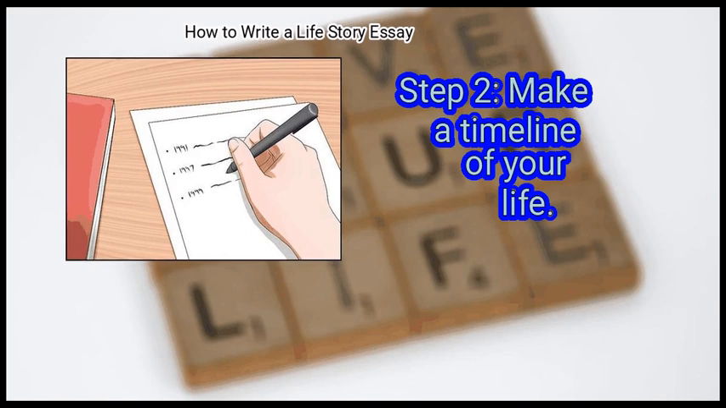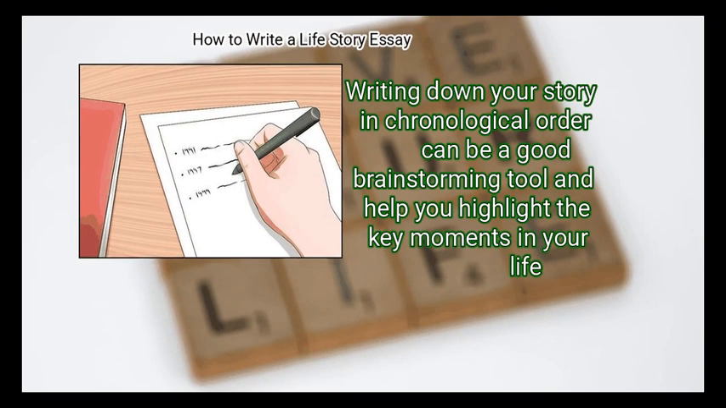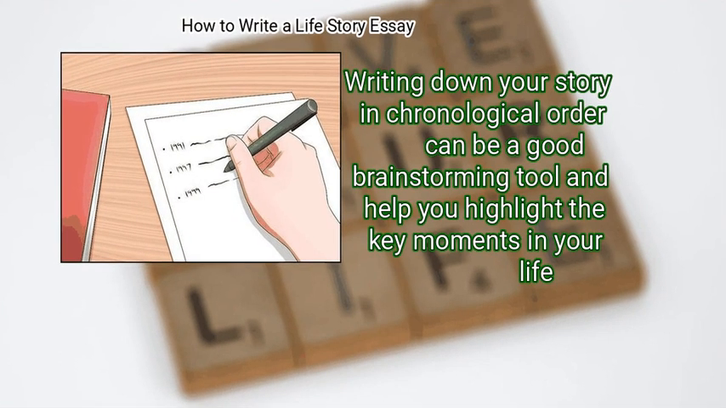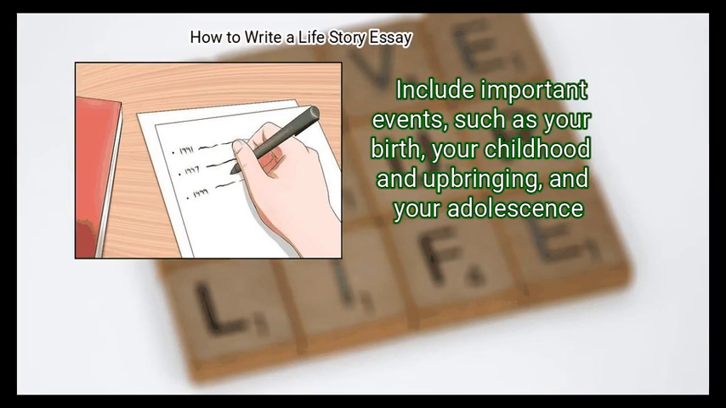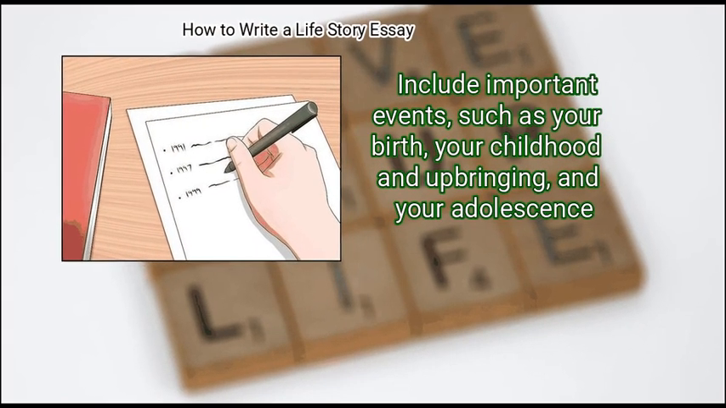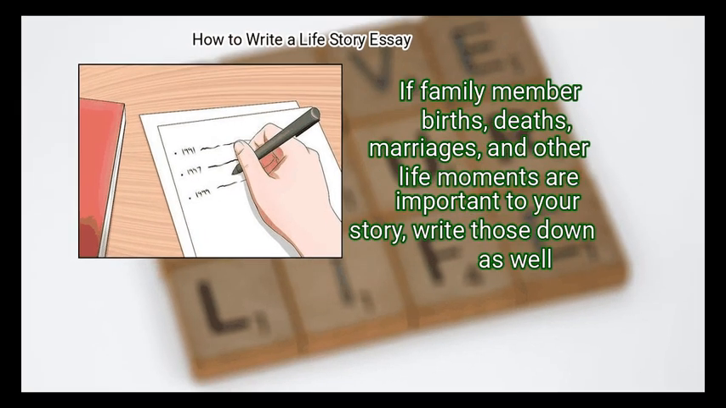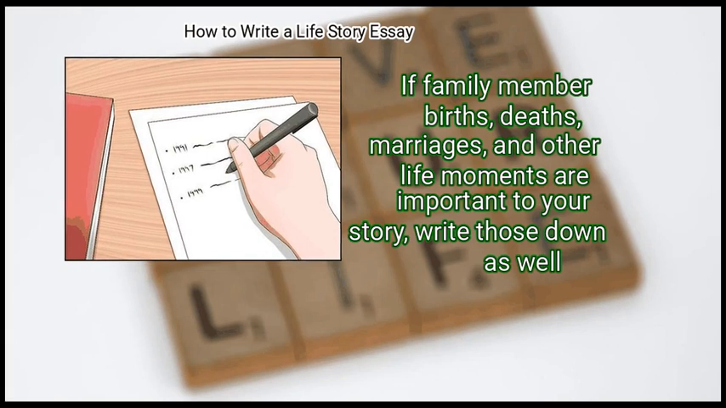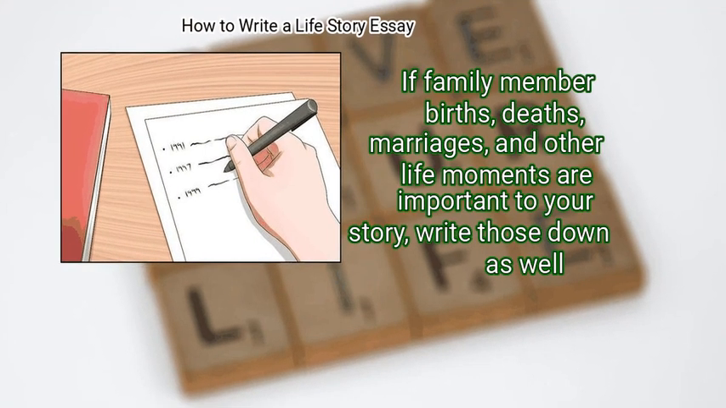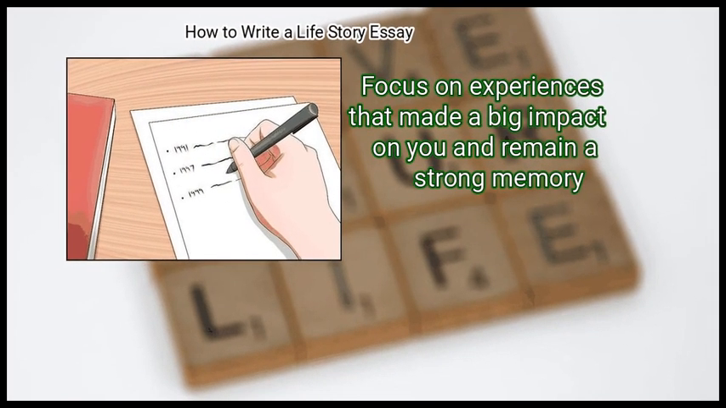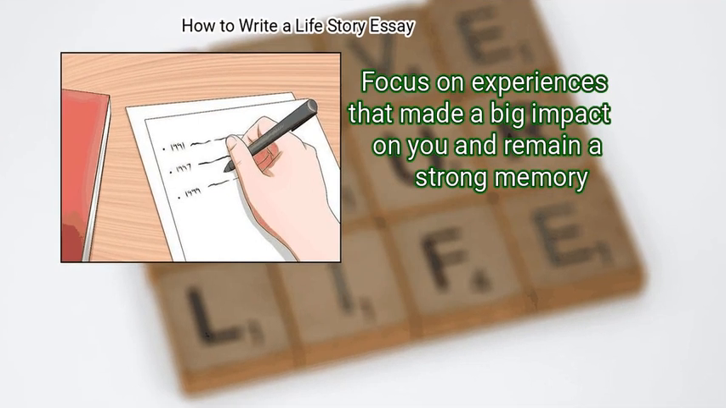Step 2. Make a timeline of your life. Writing down your story in chronological order can be a good brainstorming tool and help you highlight the key moments in your life. Include important events, such as your birth, your childhood and upbringing, and your adolescence. If family member births, deaths, marriages, and other life moments are important to your story, write those down as well. Focus on experiences that made a big impact on you and remain a strong memory.